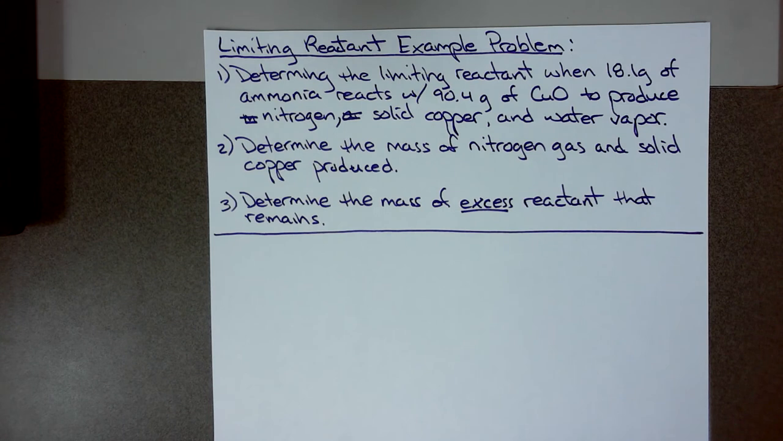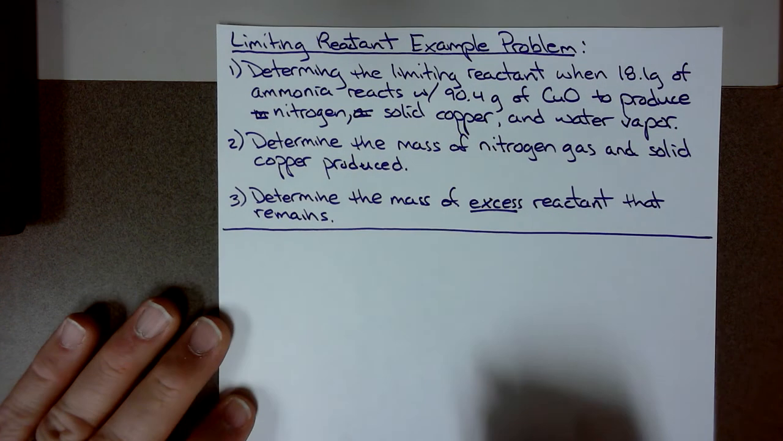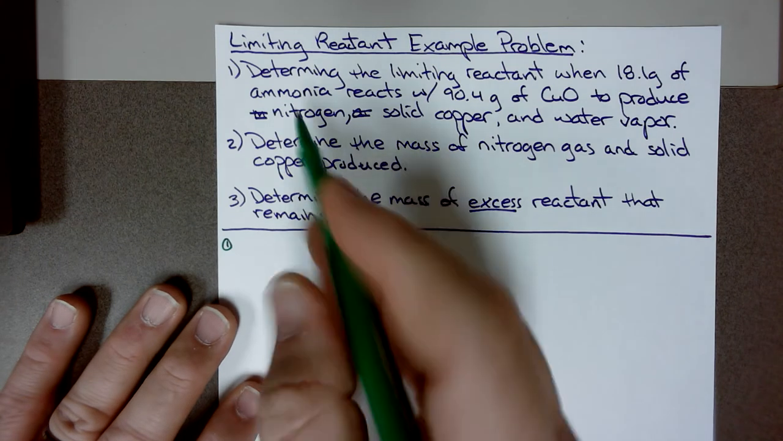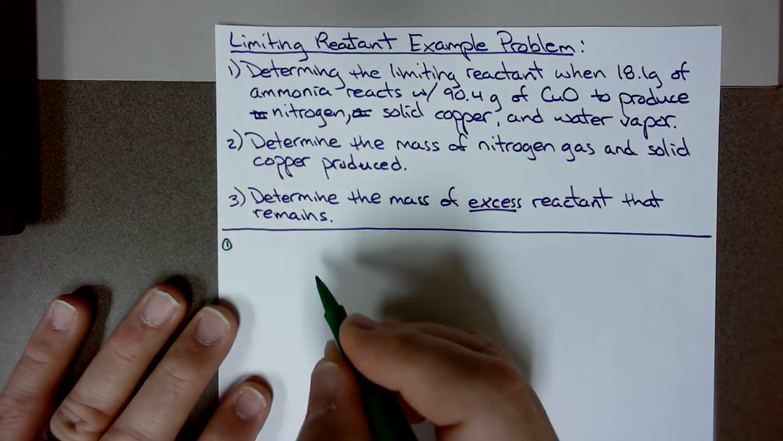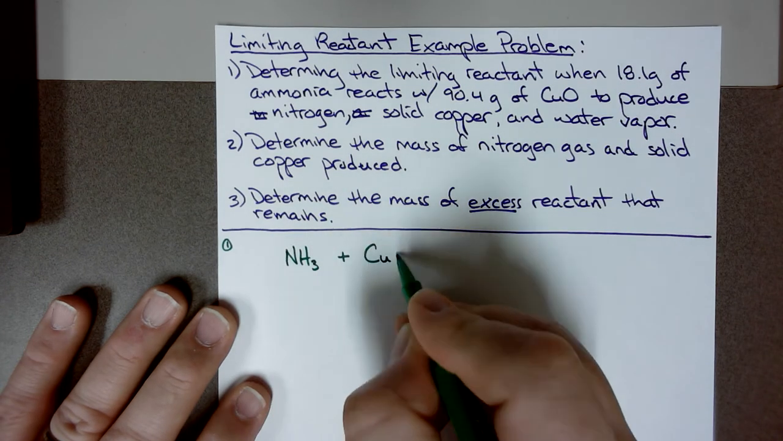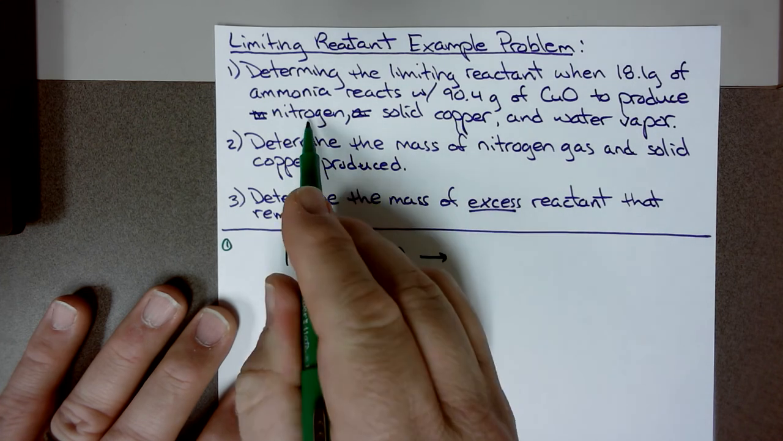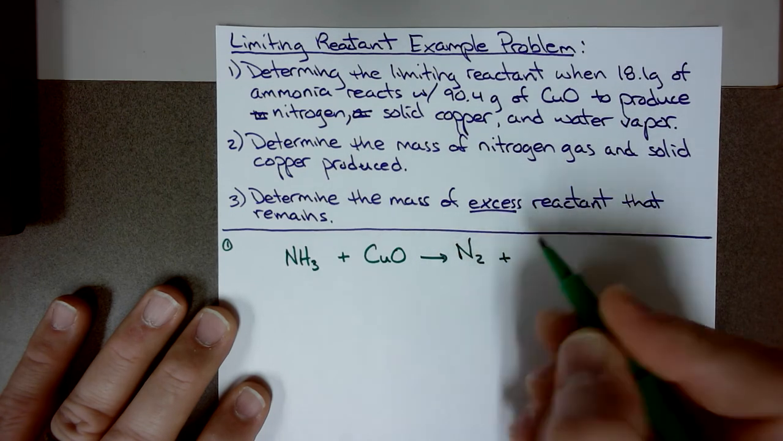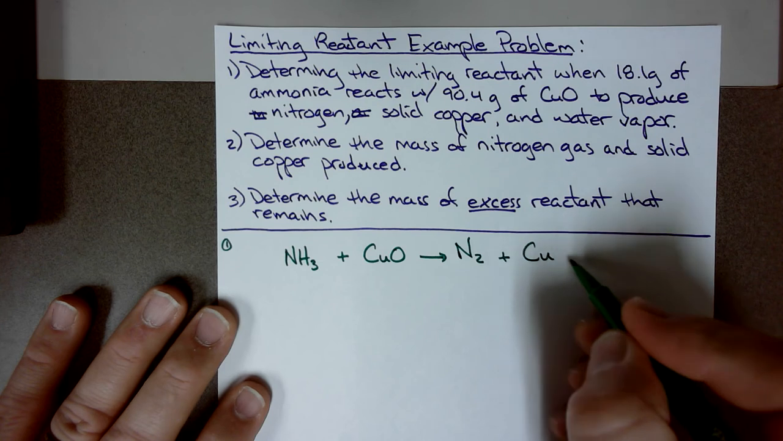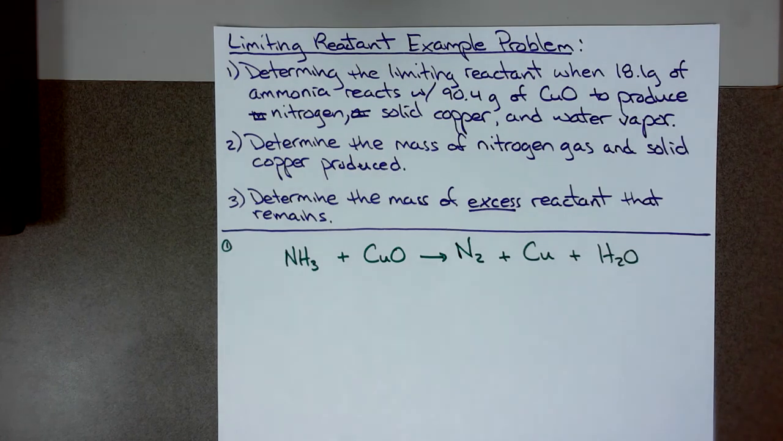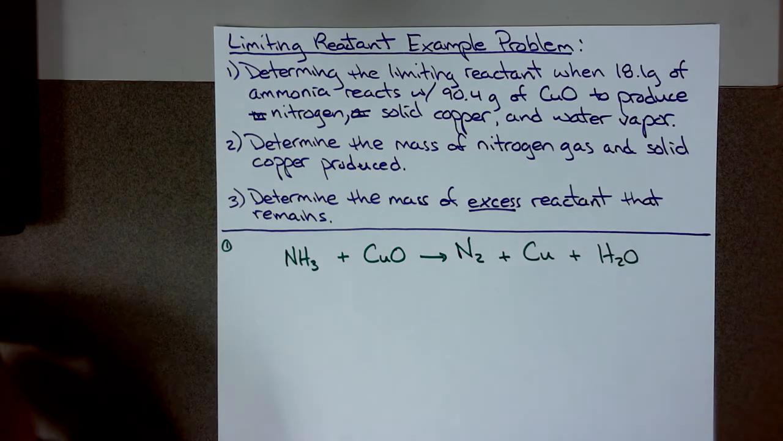Now the first step, again, is to write the balanced chemical reaction. So the first step, number 1, is write the balanced chemical reaction. So we're taking ammonia reacting with copper 2 oxide. So ammonia plus copper 2 oxide produces nitrogen gas, which is N2, plus solid copper, Cu, plus water vapor, H2O. Now we have to balance it.